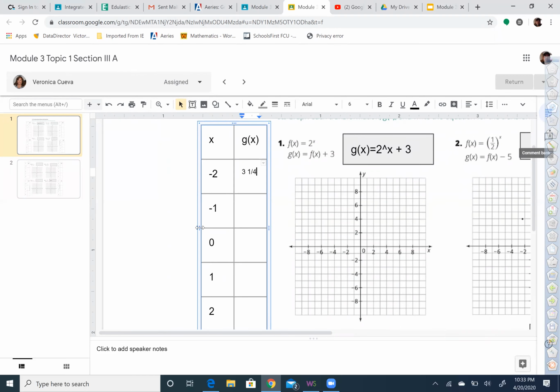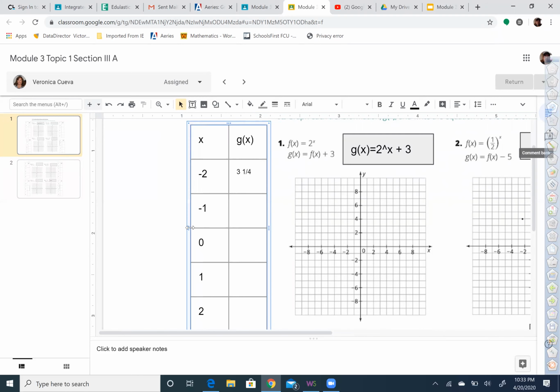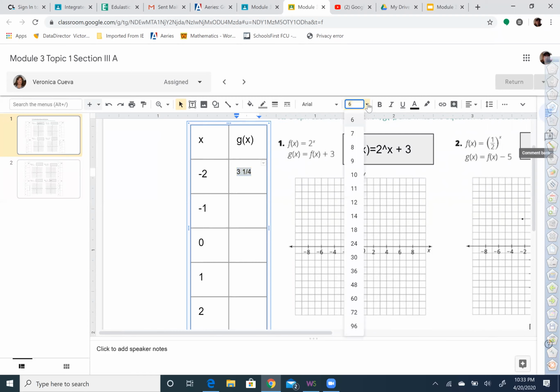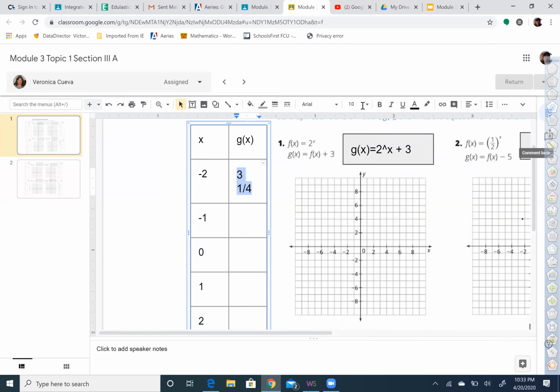I can also make this a little bit bigger, a little wider, and then I can change the font. Let's see what happens if I change it to 7. That still fits. Maybe let's try 10. No, 10 gets too big. There you go. So 3 and 1/4.